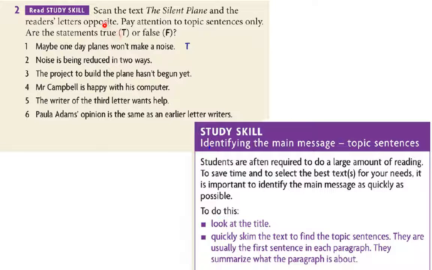Now let's go back to this exercise 2 and scan the text, the silent plane, and the reader's letter opposite. Pay attention to topic sentences only. And then answer these 6 questions. Are the statements true or false? So let's go to page 23 again and scan the first article and the 3 letters.